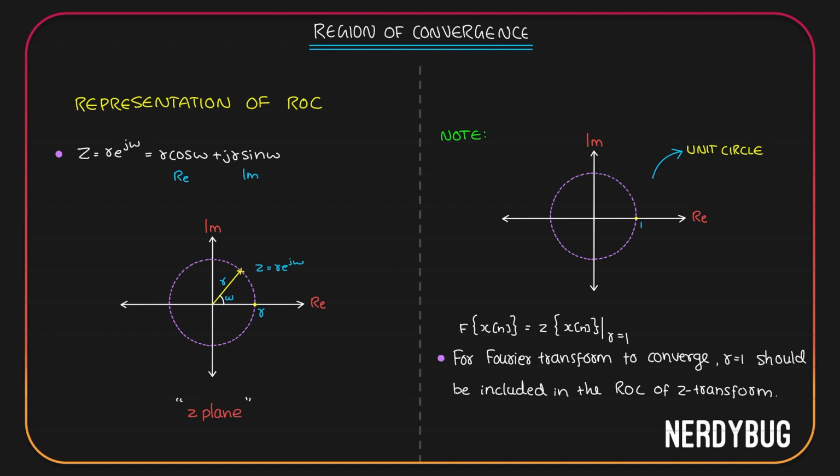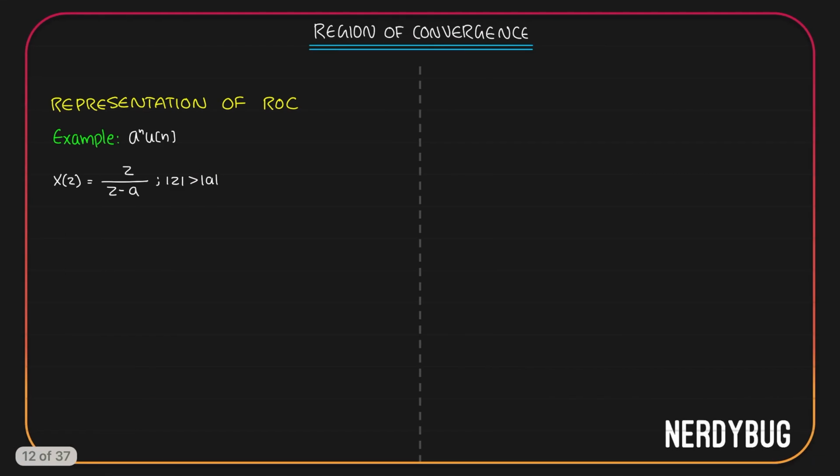If R equal to 1 is included, that means in the ROC the unit circle should be included. So we can conclude that for the Fourier transform of a signal x of n to converge to a finite value, the unit circle should be included in the ROC of its Z transform. Let us take an example.